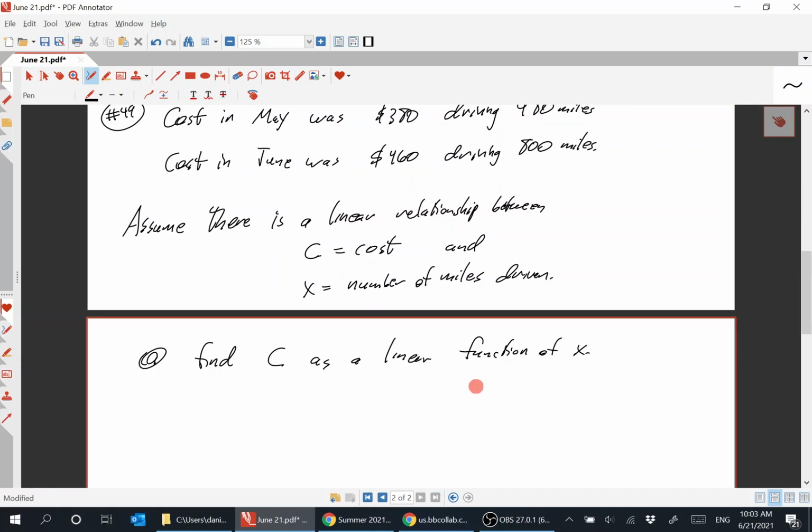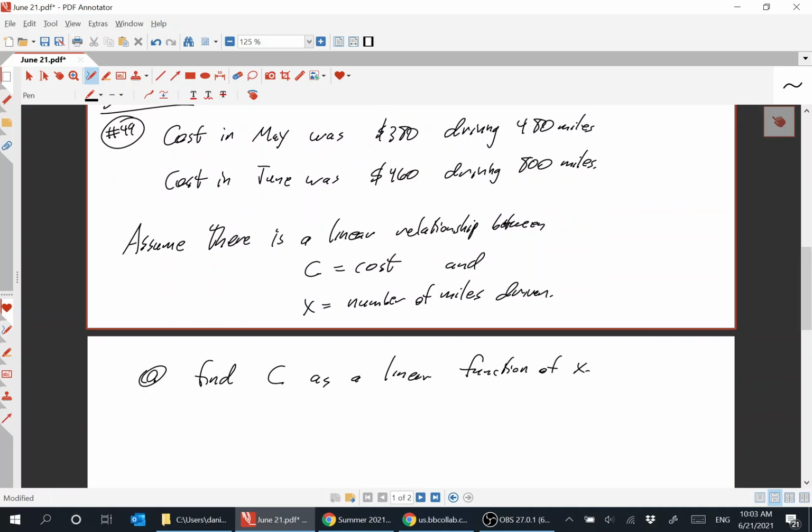How would we do this one? Given this data, how would you find C as a linear function of x? Well, because C is linear, it's going to be mx plus b, where m is the rate of change and b is the initial quantity, or m is the slope and b is the y-intercept. How are we going to find these numbers given these 2 points here? Two points are enough to define a line, so we should have enough info here. Well, if we think of m as a slope, how would you find it, since you've got these 2 points on the line?